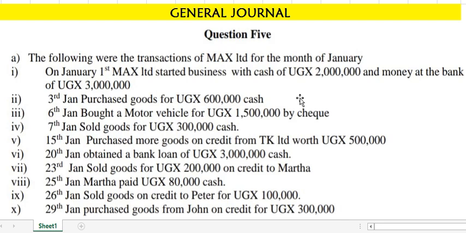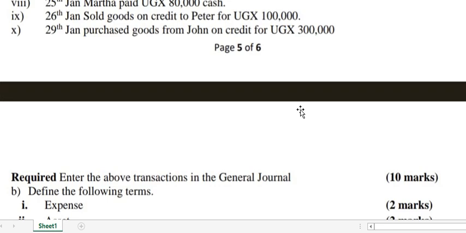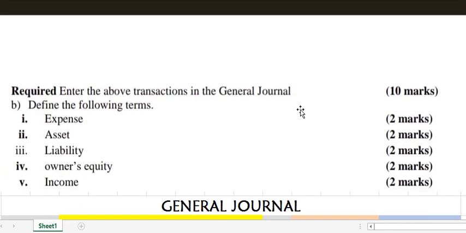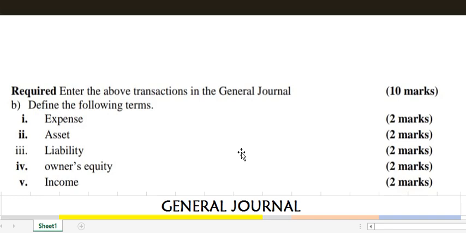We have been given transactions of Max Limited for the month of January. You have the different transactions there. And when you look at the requirements of the question, you'll see that we are required to enter the above transactions in the general journal. That part has 10 marks. Then define the following terms: expenses, assets, liability, owner's equity, and then income.